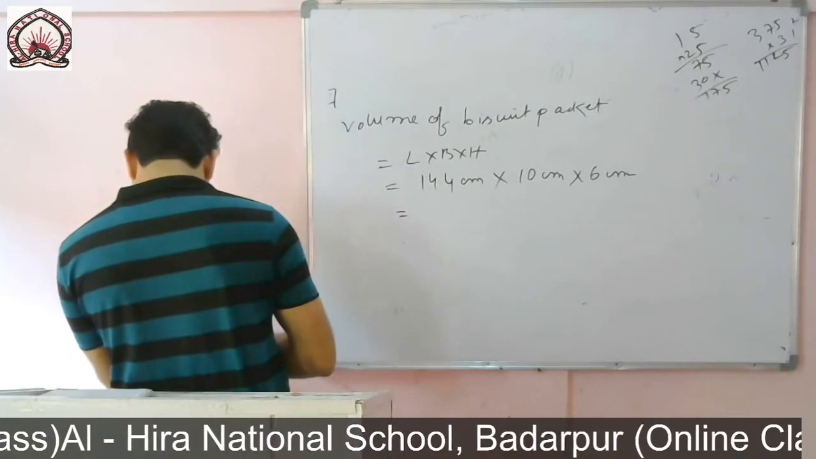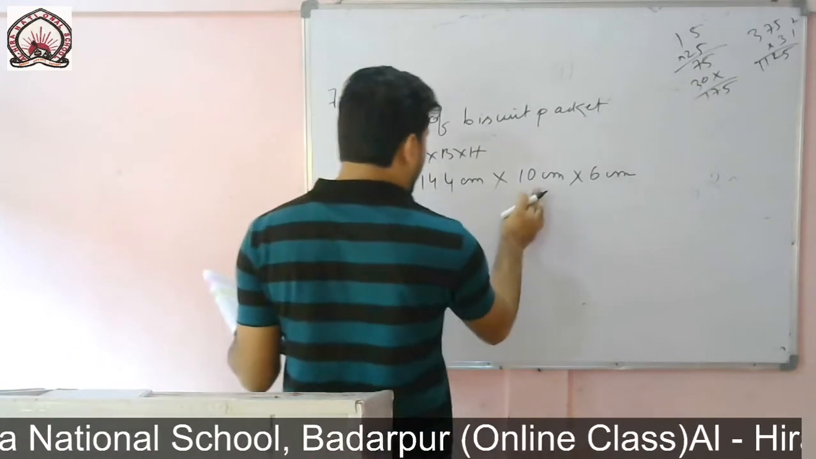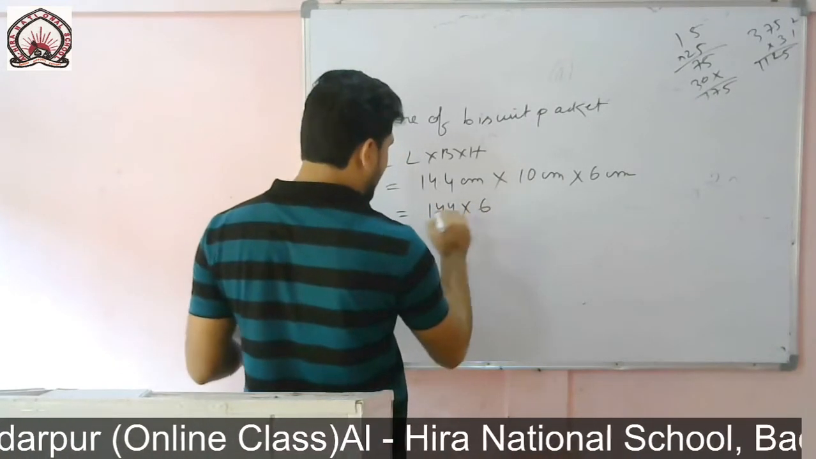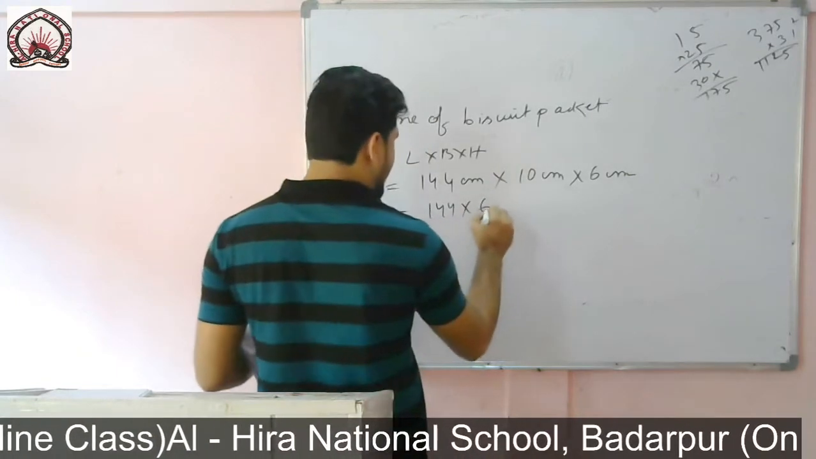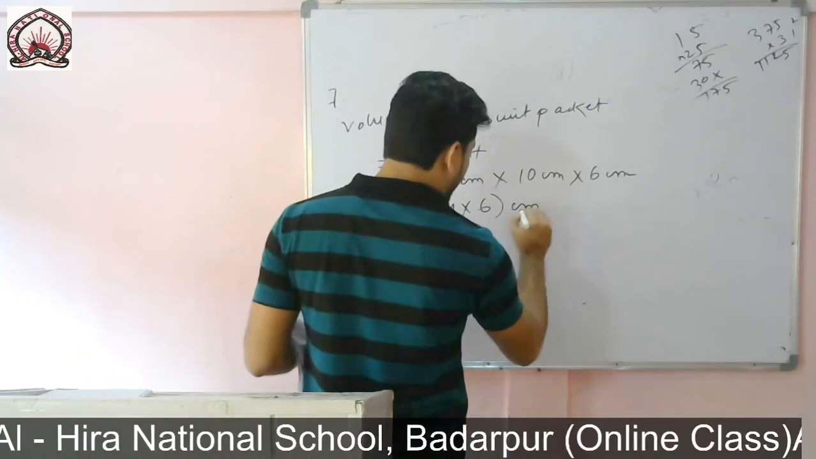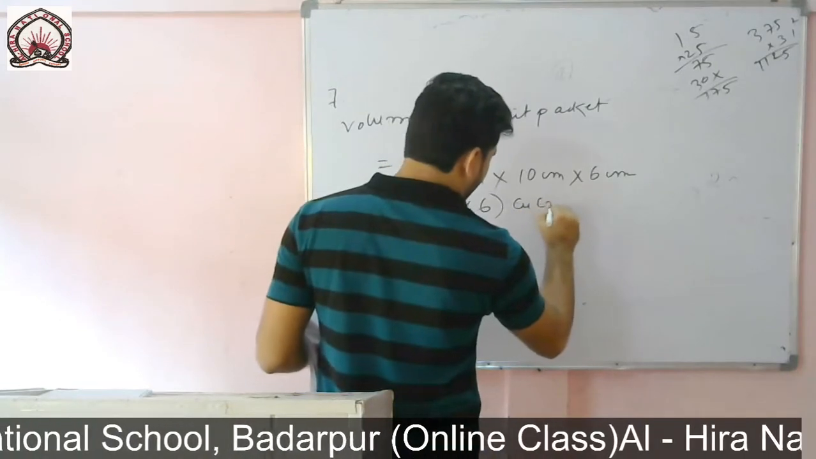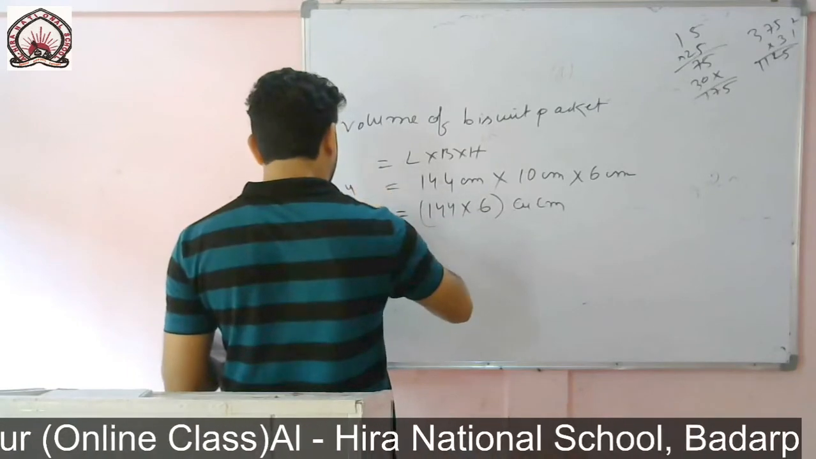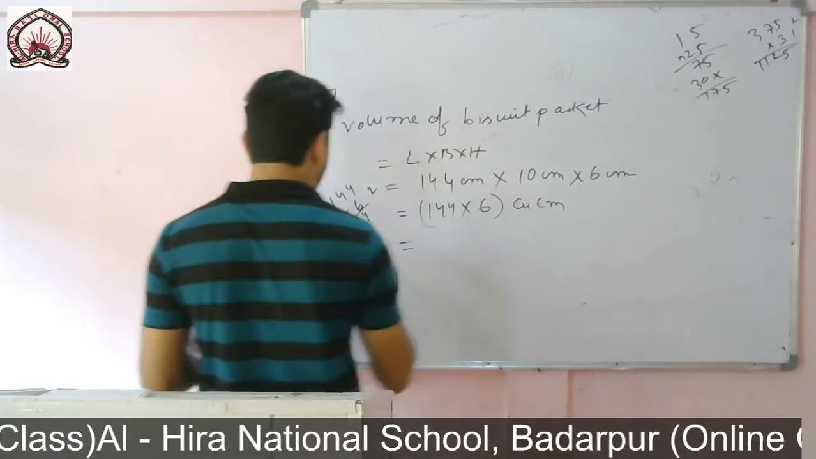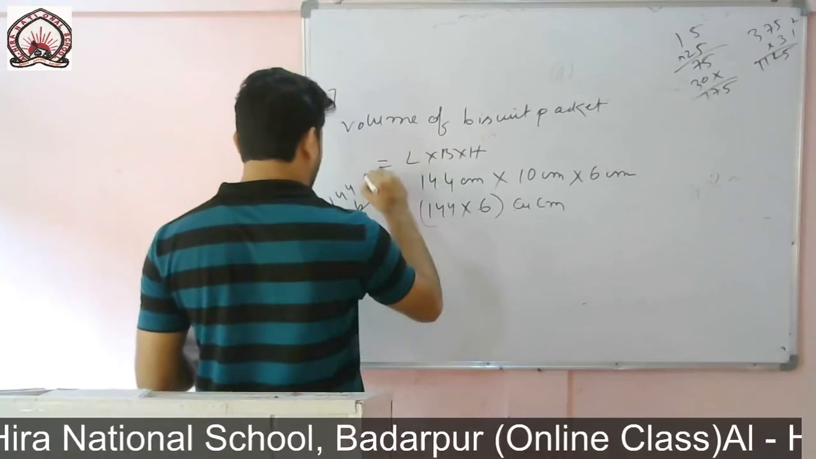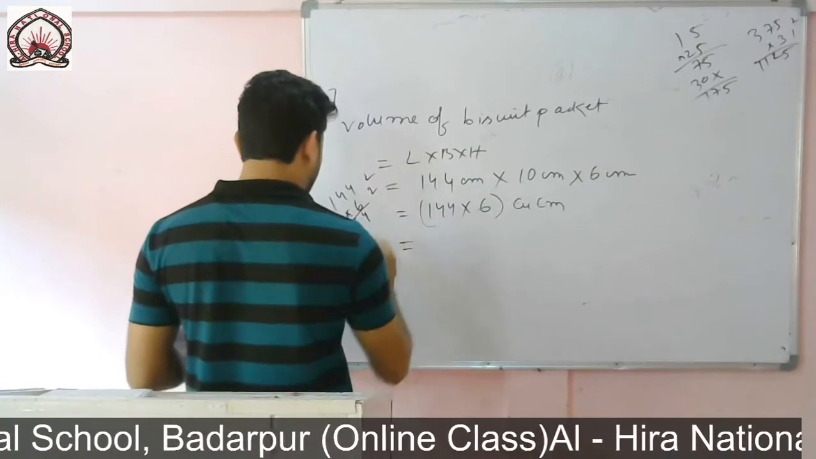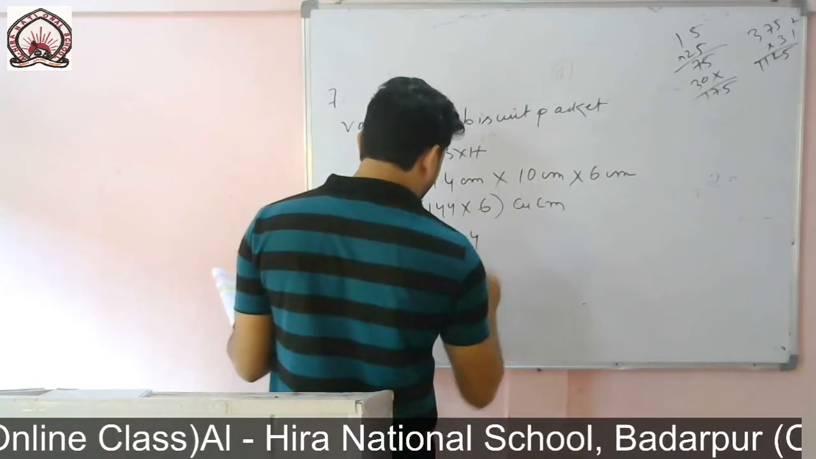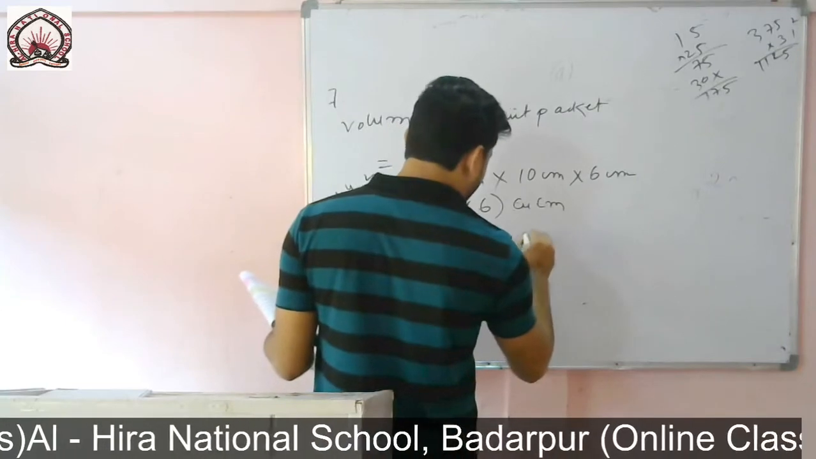Okay, then you will get 14.4 into 10. If you multiply, then it will go like this: 144 into 6, cubic centimeter. So multiply 144 by 6. 6 fours are 24, carry 2. 6 fours are 24, 25, 26, carry 2. 6 ones are 6 and 2 is 8. 864. Okay, 864 cubic centimeter.